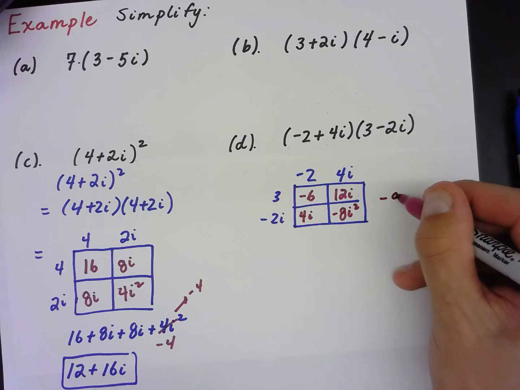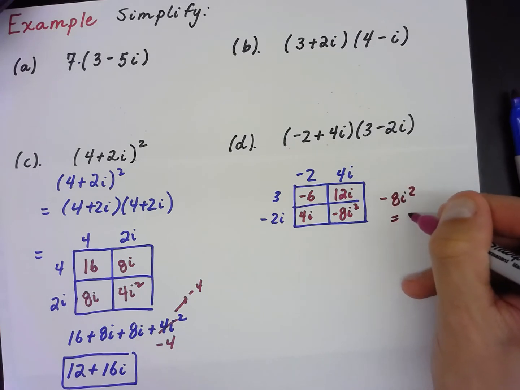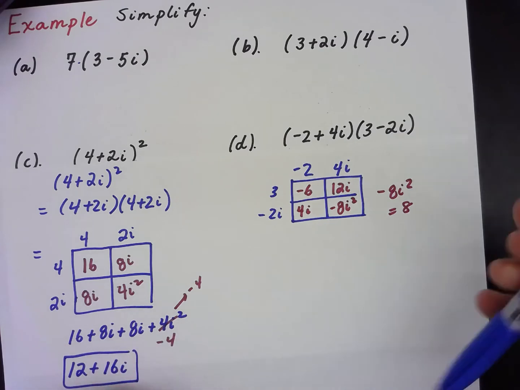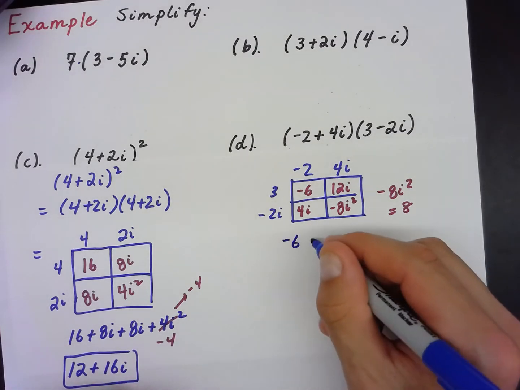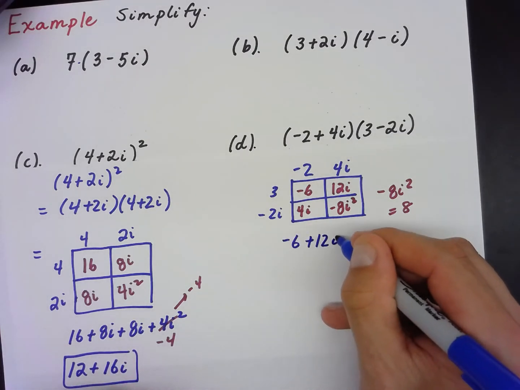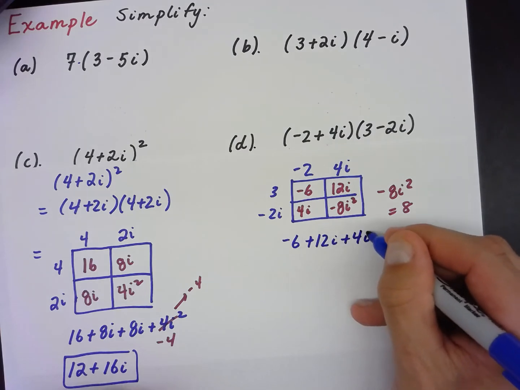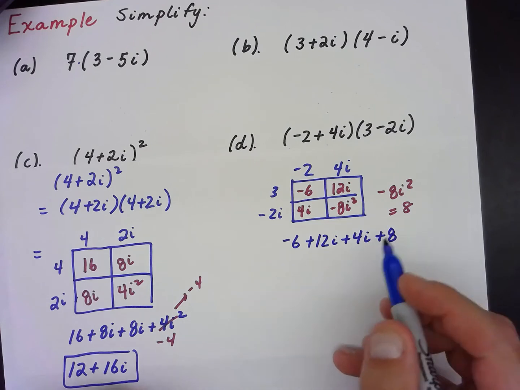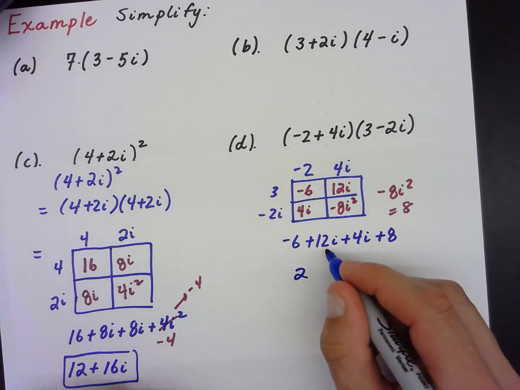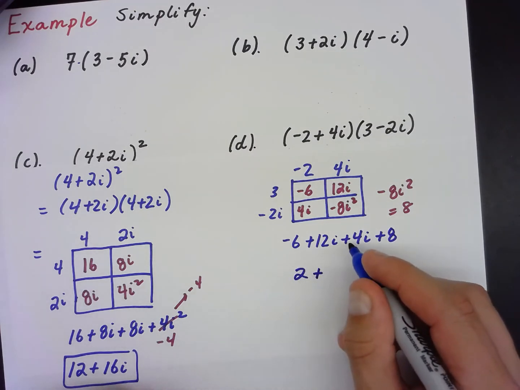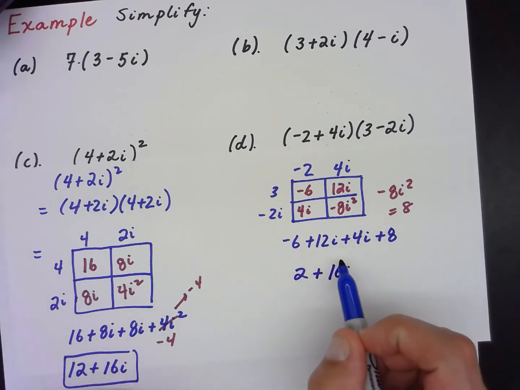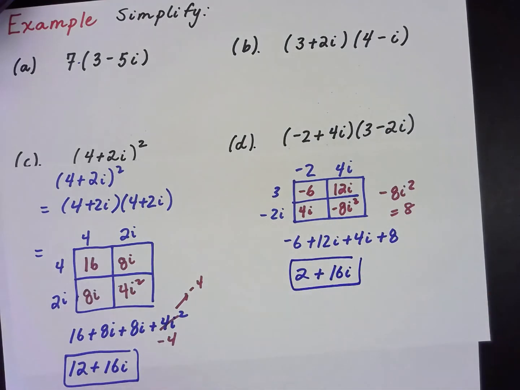We know that -8i squared is going to be 8, right? Because i squared is -1. And so we write our terms, -6 plus 12i plus 4i plus 8, and combine like terms. -6 plus 8, those are our real parts, that's 2. 12i plus 4i is 16i. All right, and there is our final product.